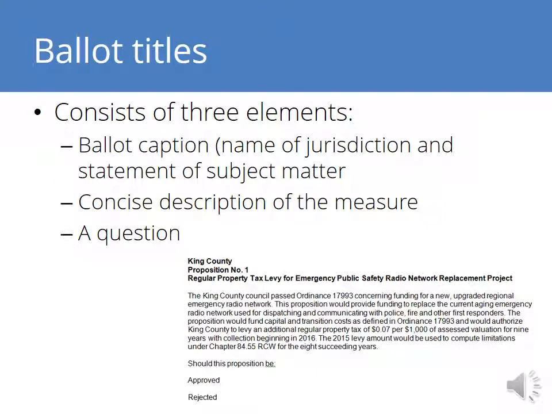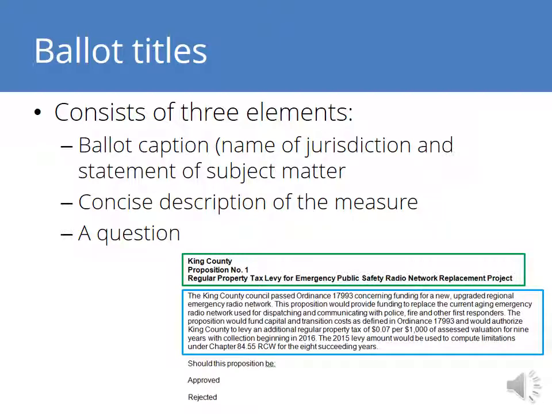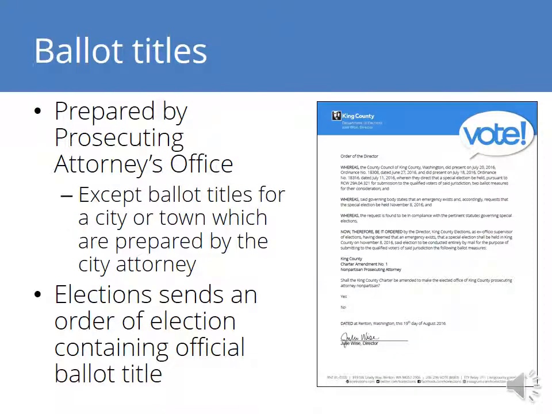A ballot title consists of 3 elements. A caption, which contains the name of the jurisdiction, the type of measure, and a statement of the subject matter. A concise description of the measure and a question. The ballot title is limited to 75 words. Ballot titles are prepared by the prosecuting attorney's office, except for a city or town, which are prepared by the city attorney. King County Elections will send an order of election containing the official ballot title to each jurisdiction.